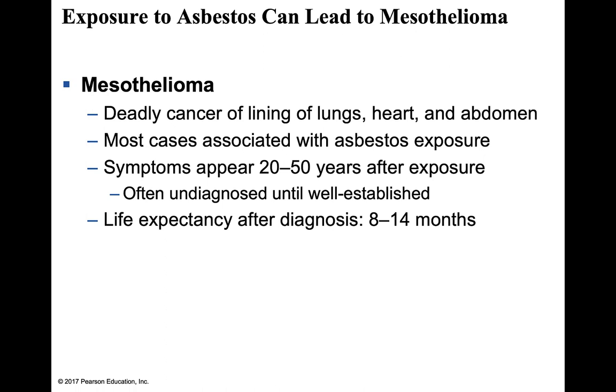Now, mesothelioma, this is actually a cancer that's specific to asbestos exposure. Now, this is a very deadly type of cancer, affects the lining of the lungs, the heart, and the abdomen. And the real problem with it, the symptoms don't appear until 20 to 50 years after the actual exposure. So by the time it's actually diagnosed, this cancer is well established, and generally the life expectancy after diagnosis of mesothelioma is about 8 to 14 months. So a year if you're lucky.